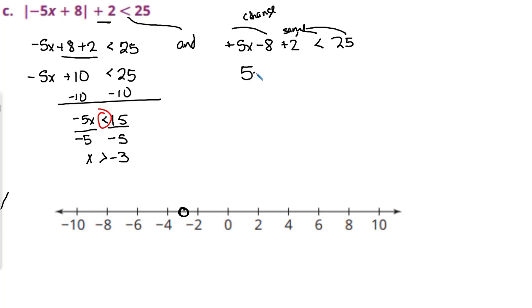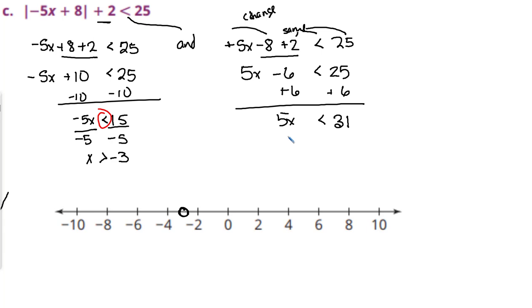We have 5x. These two combine to become a negative 6. We add the 6. And we have 5x is less than 31. Divide both sides by 5. X is less than 31/5, which is equal to 6.2. So that means we're right over here. And we have an open circle at that 31/5.